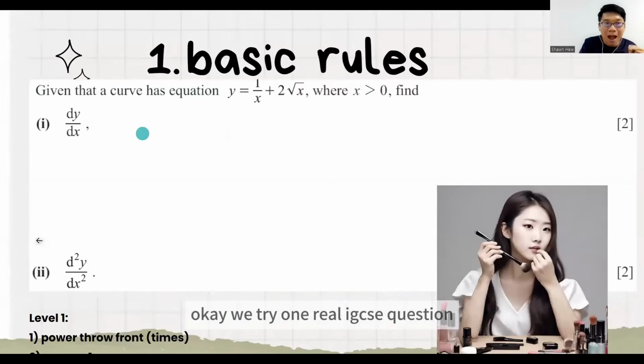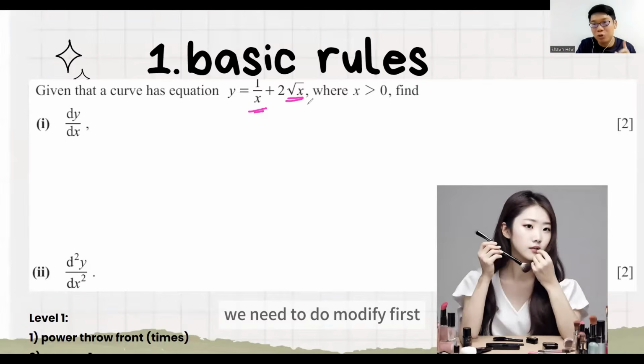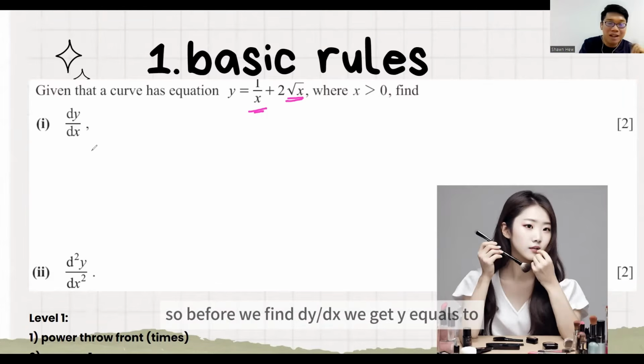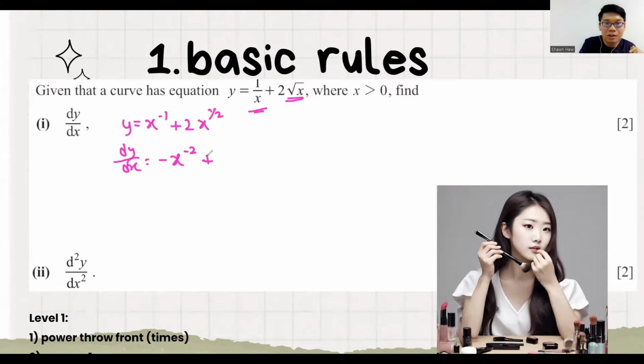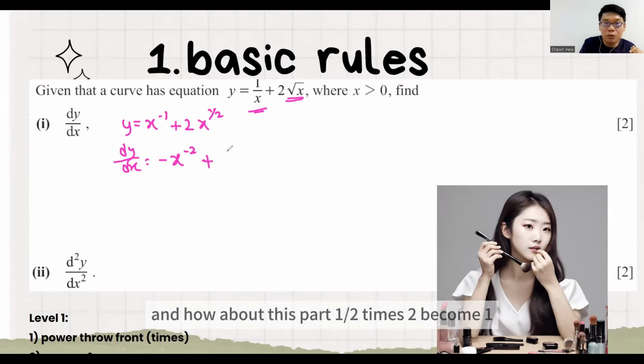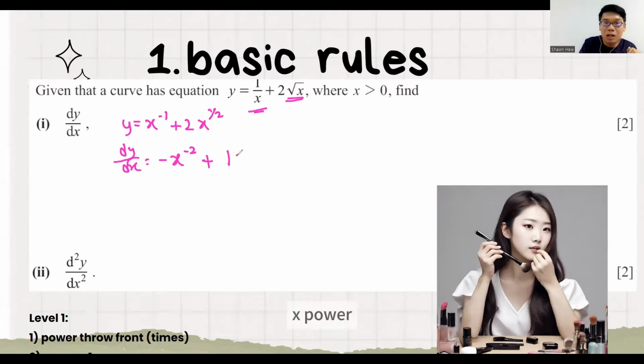Okay, we try one real IGCSE question. So can you see this situation? Both parts we need to do modify first. So before we find dy/dx, we get y equals to x power minus 1 plus 2 square root x, and square root means x power half. Then we can start do dy/dx. So power throw front, step 1, minus 1. So x power minus 1 become x power minus 2. And how about this part? 1 over 2 times 2 become 1. x power half, half minus 1 equals to negative half. So it's power negative half.